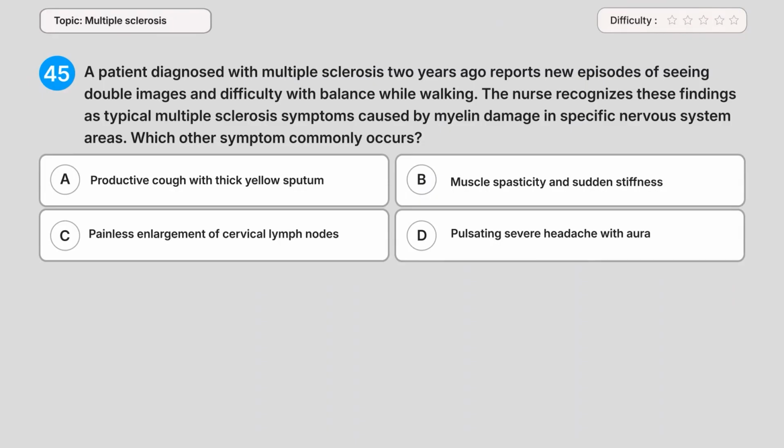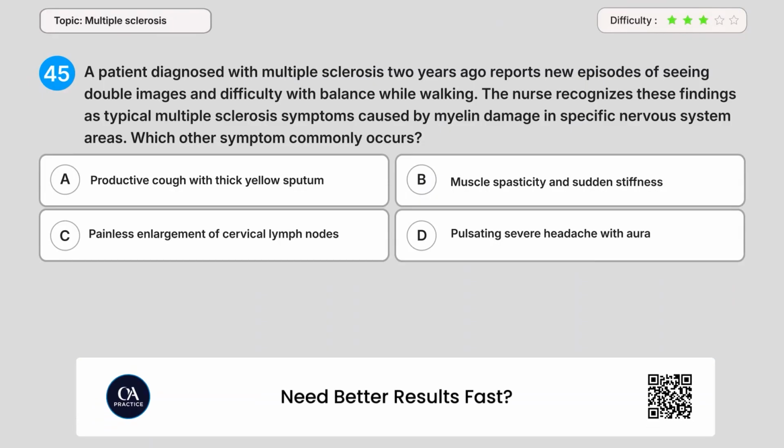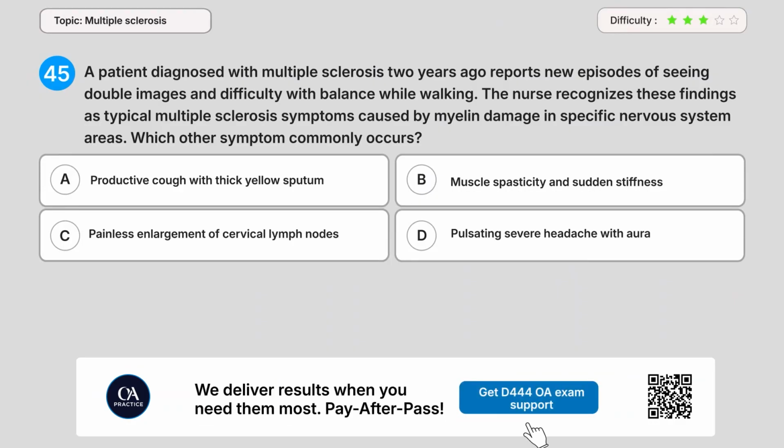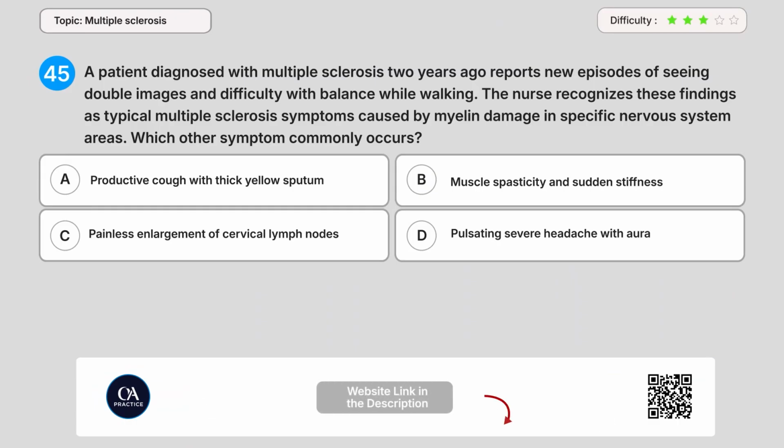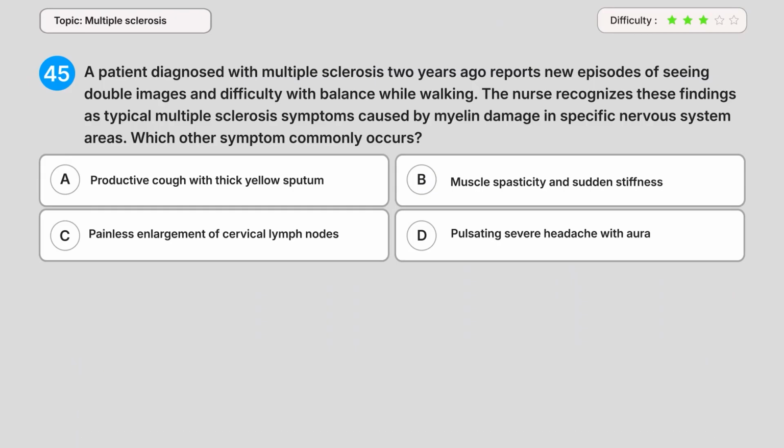Question 45. A patient diagnosed with multiple sclerosis 2 years ago reports new episodes of seeing double images and difficulty with balance while walking. The nurse recognizes these findings as typical multiple sclerosis symptoms caused by myelin damage in specific nervous system areas. Which other symptom commonly occurs?